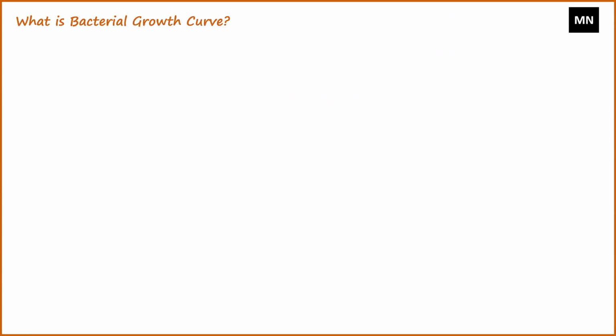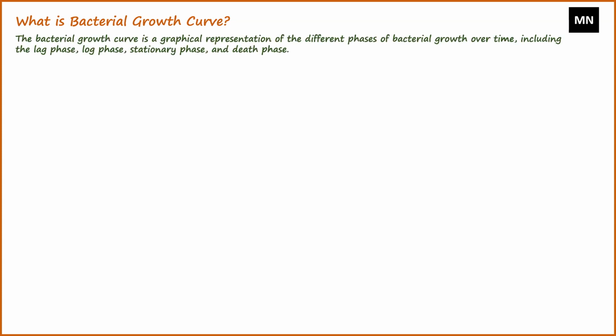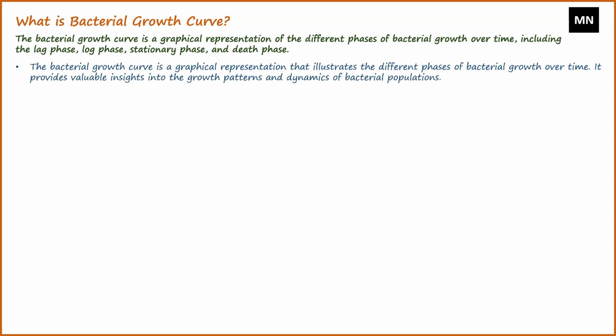What is the bacterial growth curve? The bacterial growth curve is a graphical representation of the different phases of bacterial growth over time, including the lag phase, log phase, stationary phase, and death phase. It illustrates the different phases of bacterial growth over time and provides valuable insights into the growth patterns and dynamics of bacterial populations.